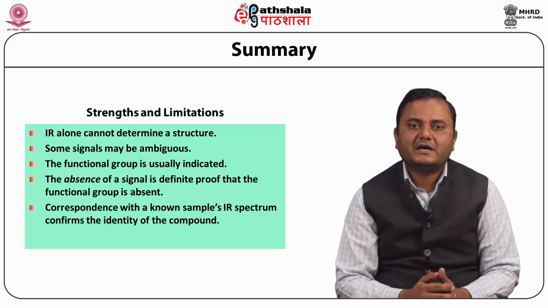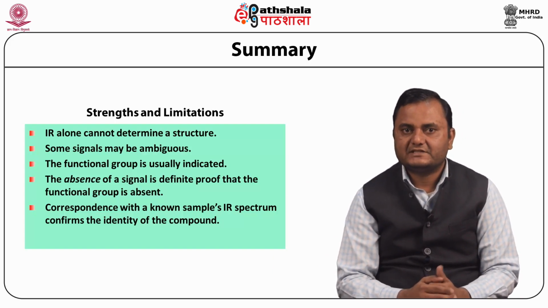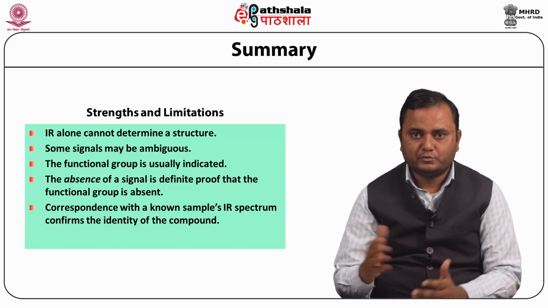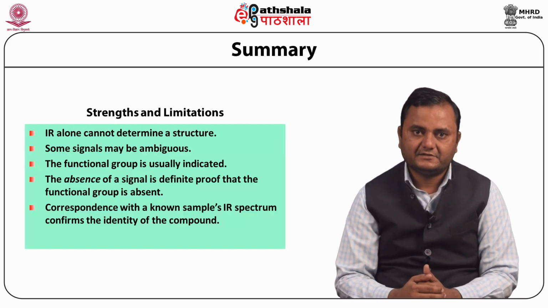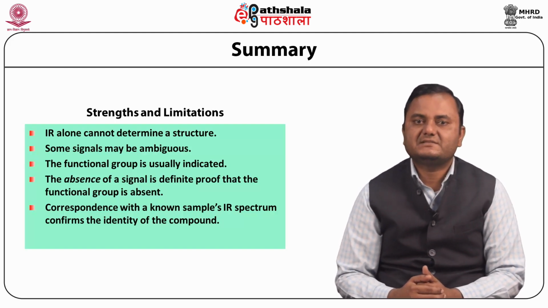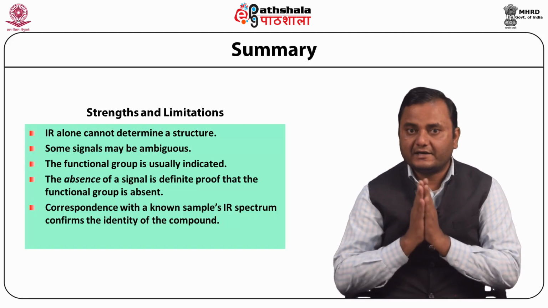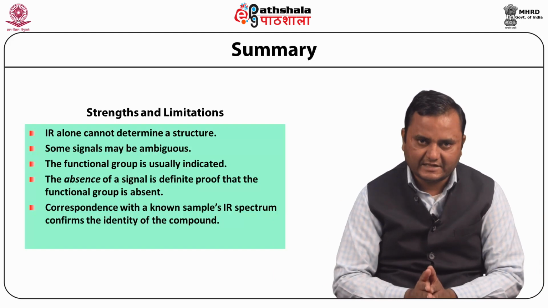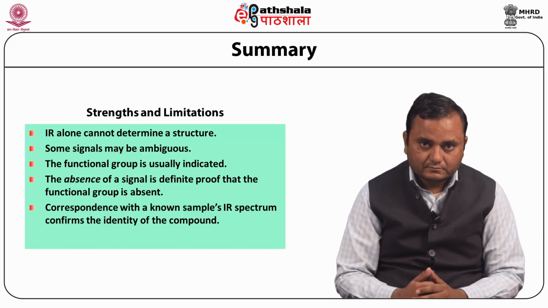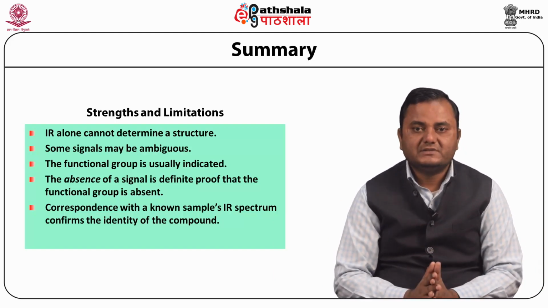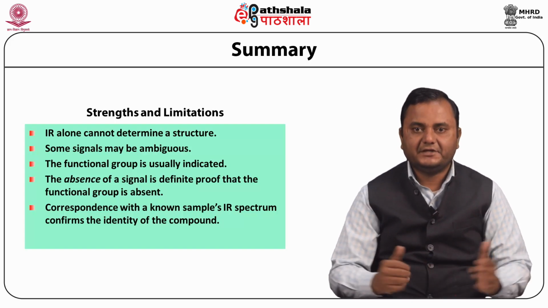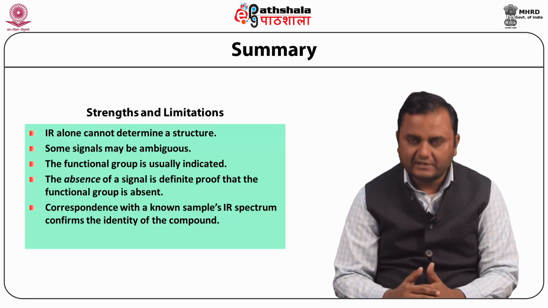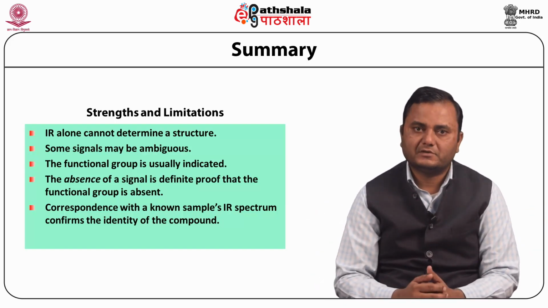Then the functional groups are usually indicated. It's a good part, but the absence of a signal is definite proof that the functional group is absent. So functional group presence may be overlaid, but if you are not getting a signal for a particular functional group, it means that functional group is at least not present in that molecule. And if it corresponds with the known sample, the IR spectrum confirms the identity of the compound. So whatever spectra you get, you must compare with the IR spectra of known compounds.